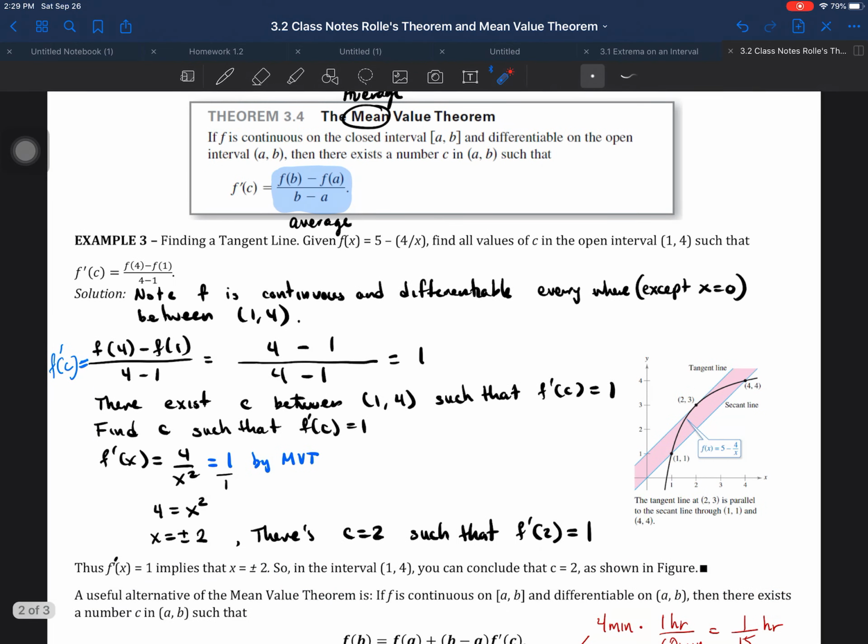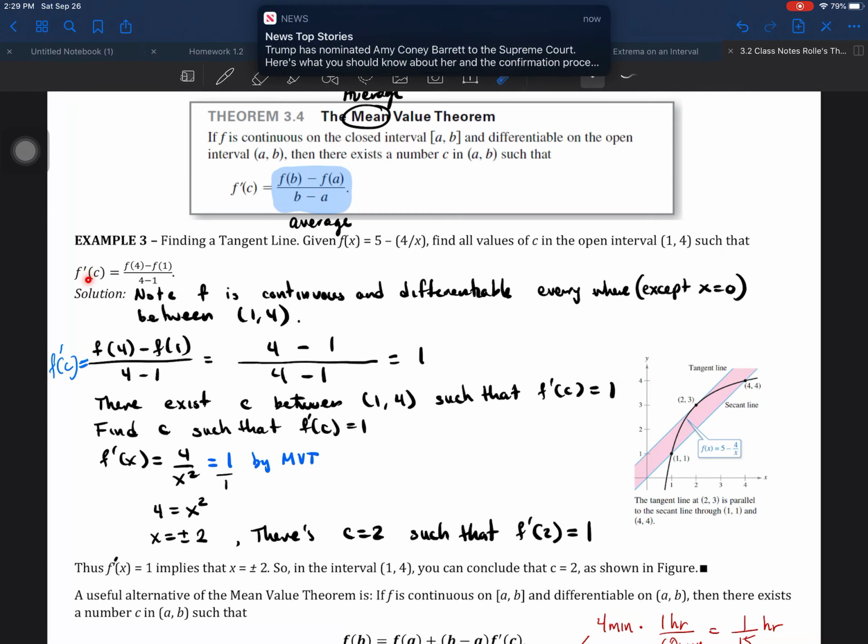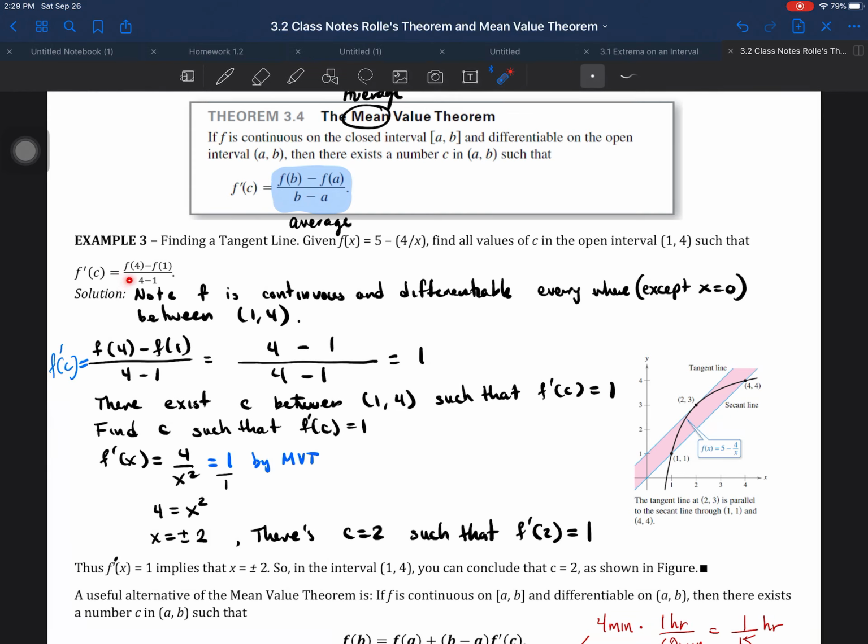So let's think about this problem. The next example gives us a problem where we can discuss this approach. Given the function 5 minus 4 over x, find all the values of c in the open interval 1 to 4 such that the derivative at c will give you f of 4 minus f of 1 over 4 minus 1. So that means that we can find that c.